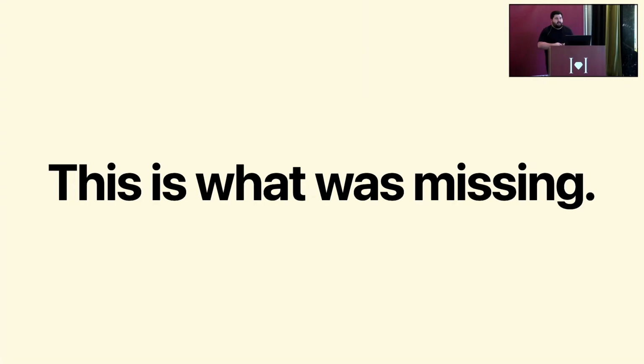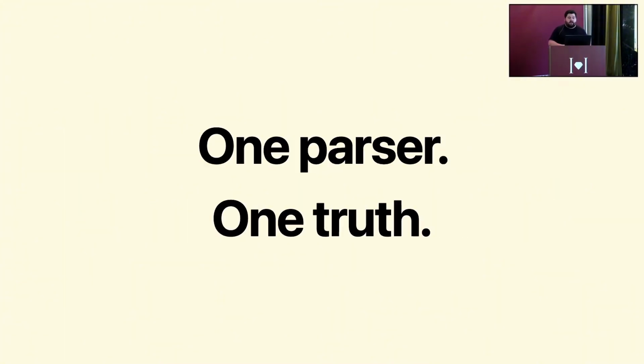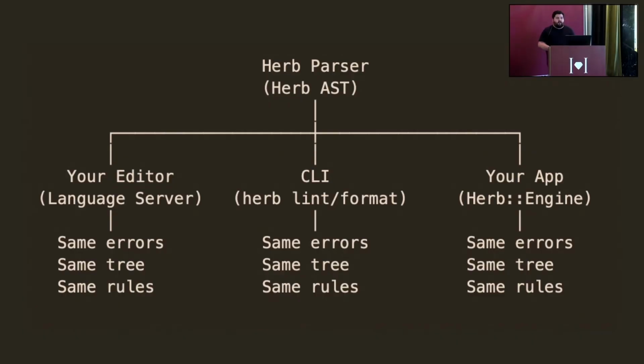And I think this is what was missing. Not just these tools, but a definition of what it means to have HTML and ERB next to each other. So there's one parser, there's one truth, which means if you try to run this in your editor, in the CLI, or in your app while rendering your templates, you have the same errors, the same syntax tree, the same rules, the same structure. This is all being shared.